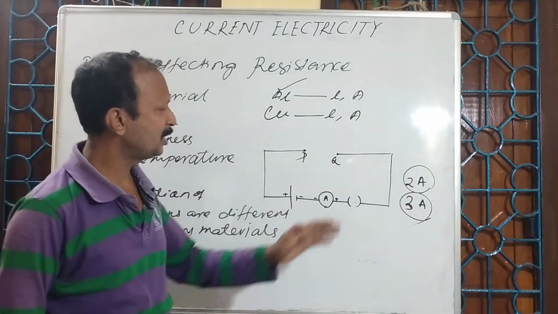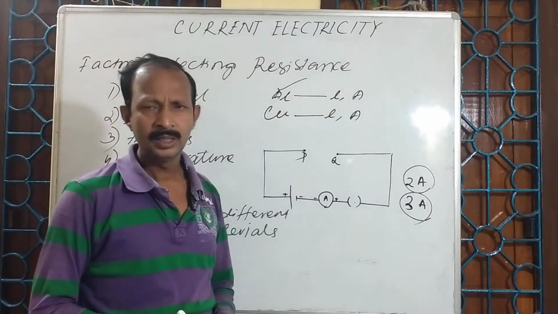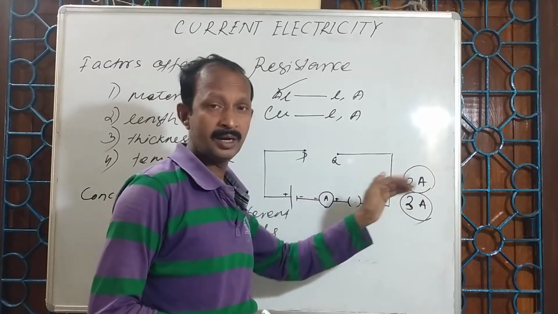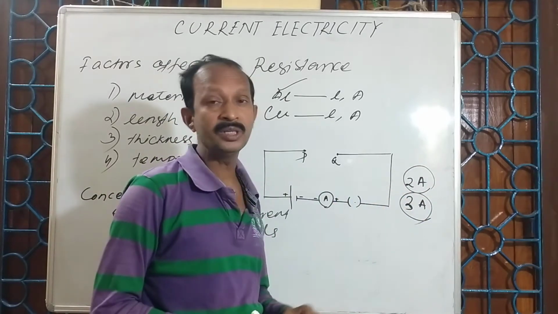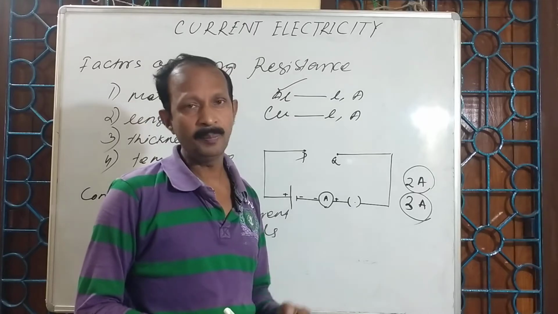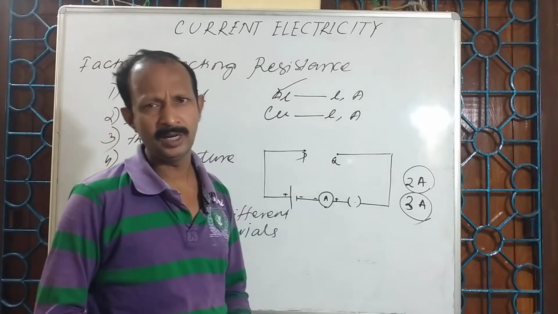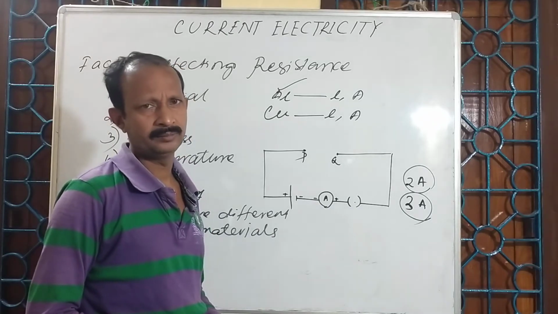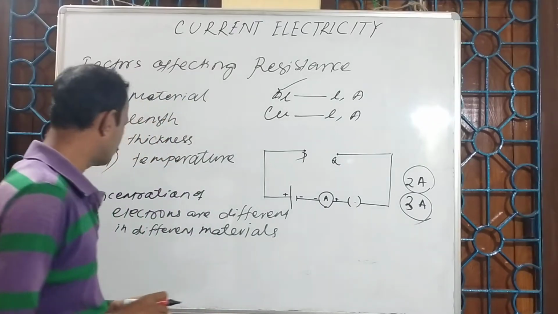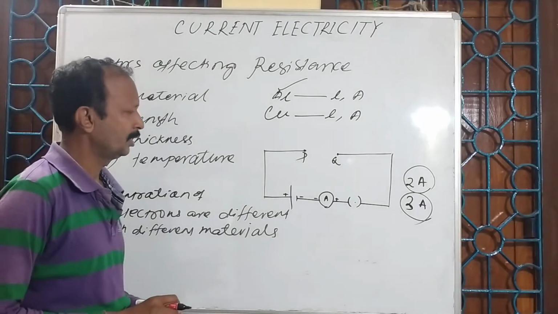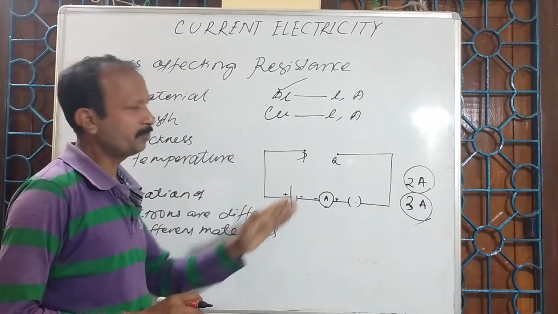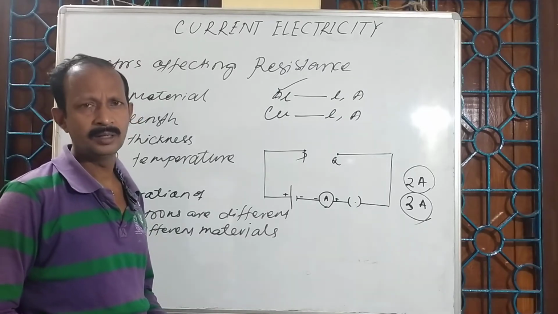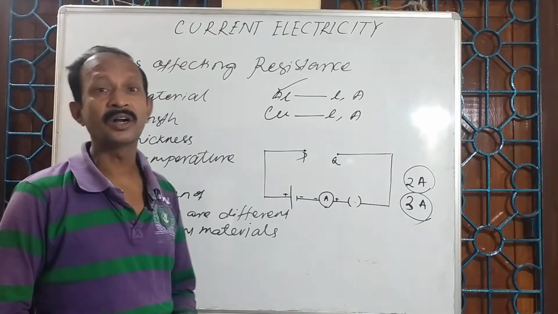Suppose in the case of aluminium compared with copper, the number of free electrons here is less in comparison with copper. Depending upon the number of electrons per unit volume, the conductivity will be decided. So in this case we found that the nature of the material is one of the factors which decides the resistance of the conductor.